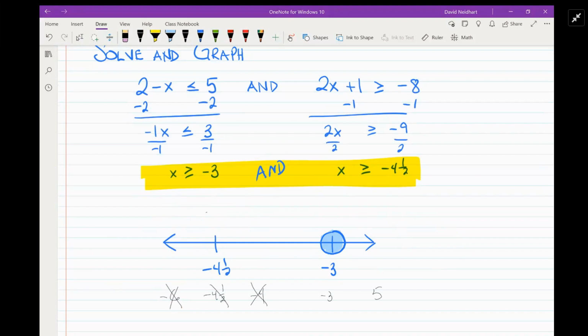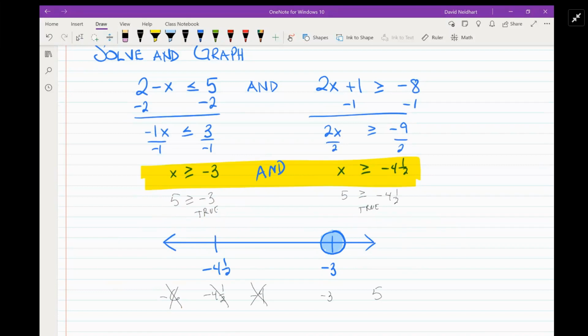So we're going to substitute in +5. Is 5 greater than or equal to -3? Yeah, it should be obvious that a positive is always greater than or equal to a negative. And now we're going to test it again because we want both parts. It has to be and. Both parts have to be true. Is 5 greater than or equal to -4.5? That also is true.